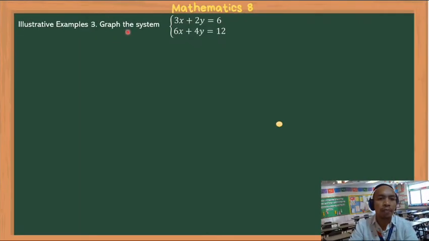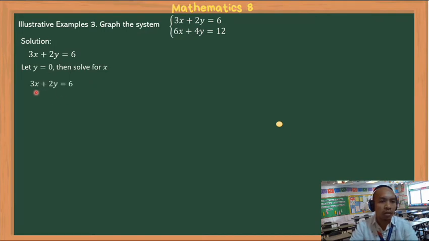Example number 3. Graph the equations 3x plus 2y is equal to 6, and 6x plus 4y is equal to 12. First, we let y be equal to 0 in the first equation and solve for x. So 3x plus 2 times 0 is equal to 6. 2 times 0 is 0, so that is 3x equal to 6.